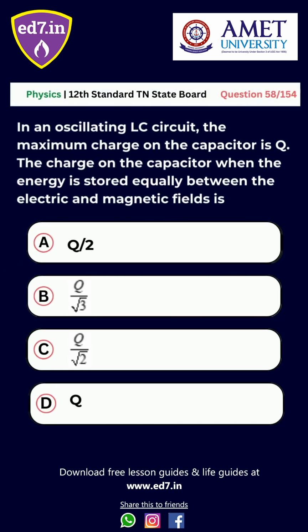Question number 58. In an oscillating LC circuit, the maximum charge on the capacitor is Q. The charge on the capacitor when the energy is stored equally between the electric and magnetic fields is: option A Q/2, B Q/√3, C Q/√2, D Q. And the right answer is option C, Q/√2.